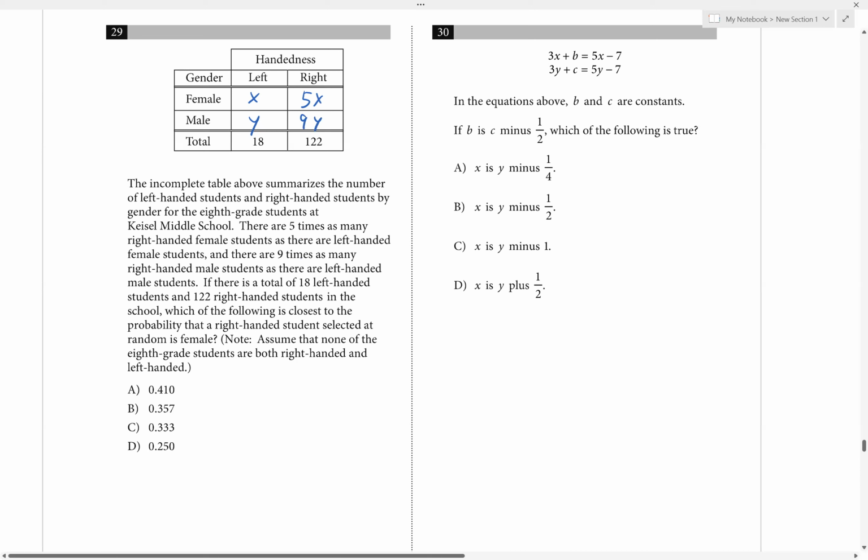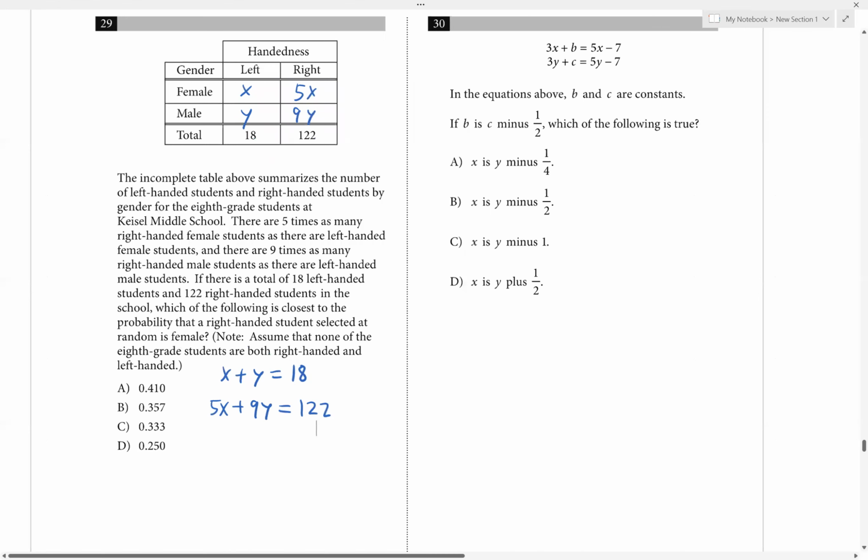Once we fill out the table, we have to solve for X and Y, so this will be a system of equations. We know the left-handed students in total have to be 18, so our first equation is X plus Y equals 18. For the second equation, we add up the right-handed, so 5X plus 9Y should equal 122. That's our second equation. This is the system of equations, so we can do either substitution or elimination. Let's do elimination here.